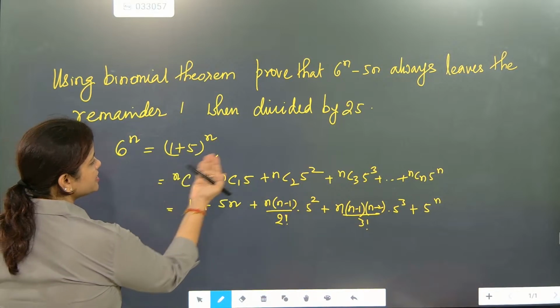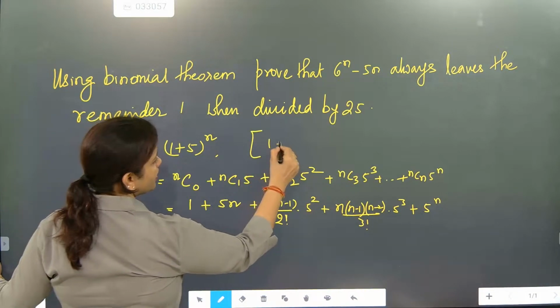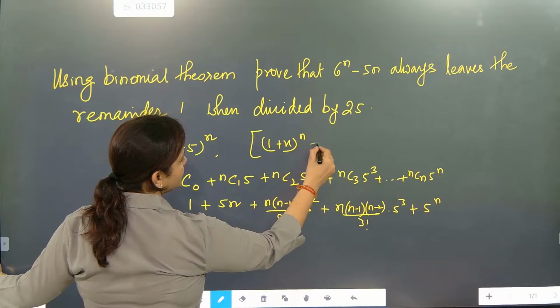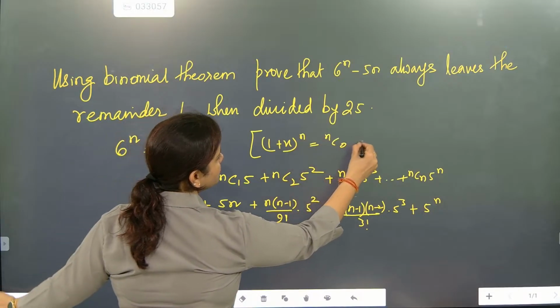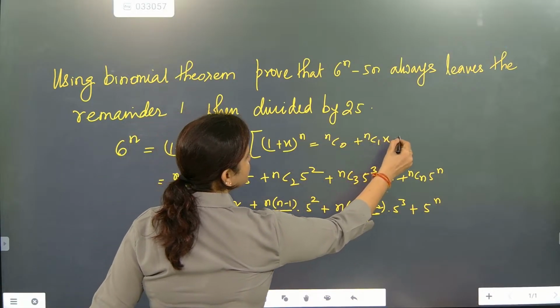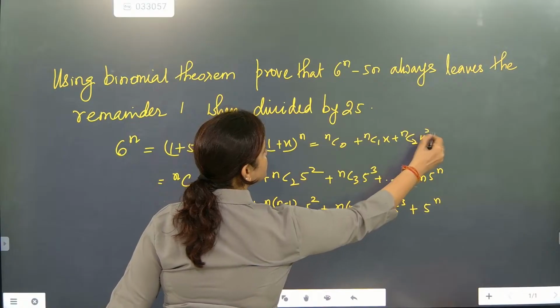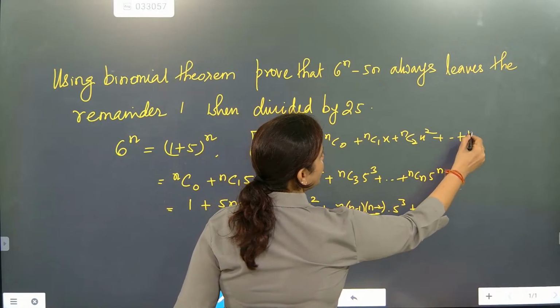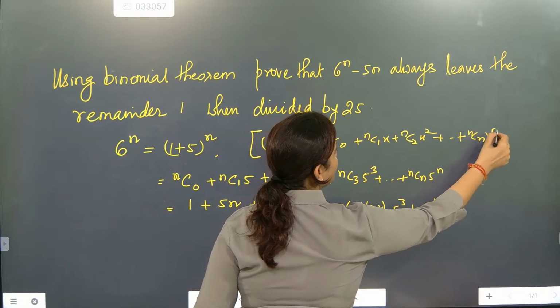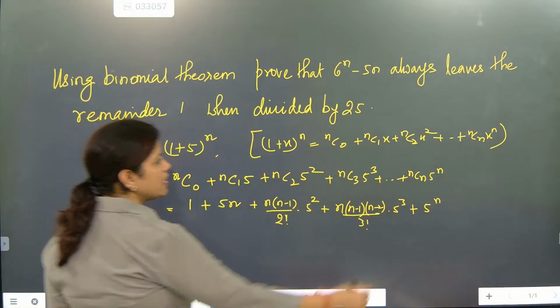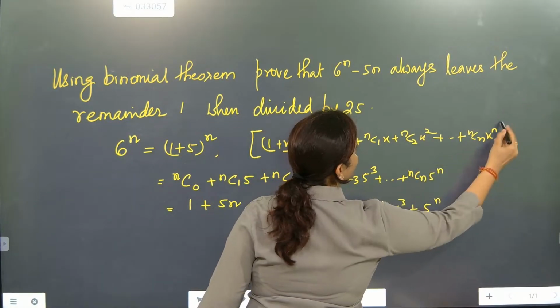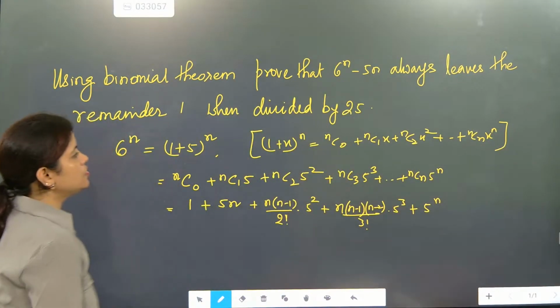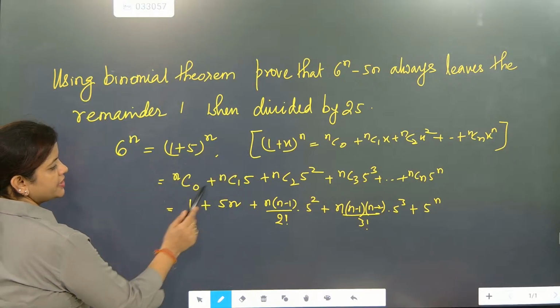Now see, this is the expansion of what? This is the (1 plus x) to the power n expansion. It is nC0 plus nC1 x plus nC2 x square till nCn x to the power n. This part only we are using here. So this type only we have expanded this one.